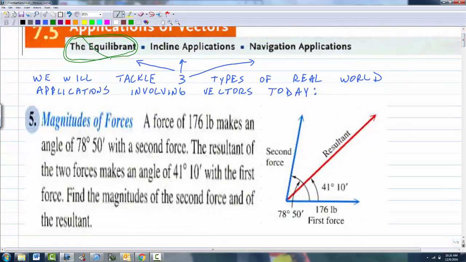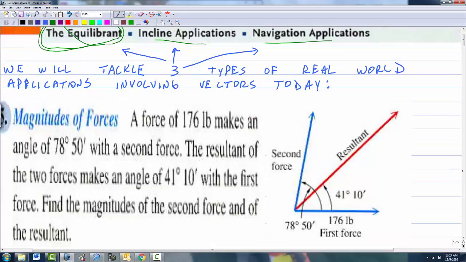Okay, so optional. Incline we're going to come to in the navigation problems. But this is just the same old, where you might want to write this down if you're a note taker.